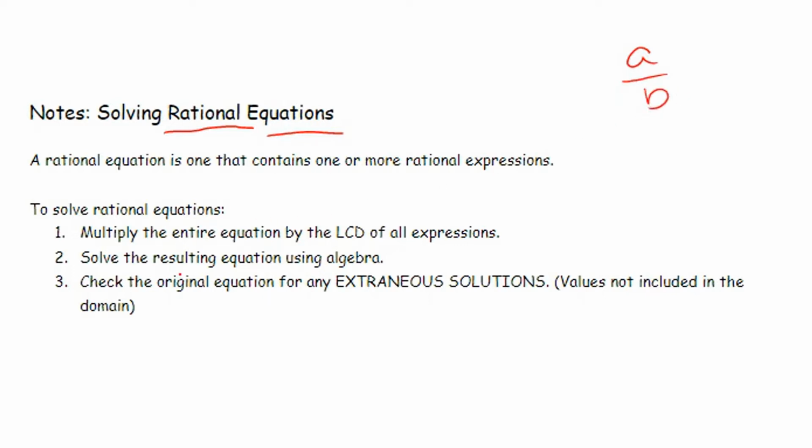All right, here is the procedure. To solve a rational equation, this is what you're going to do. You're going to multiply the entire equation by the lowest common denominator of all of the expressions. We'll talk about what that means in a minute. Secondly, you are going to solve the resulting equation using algebra. Hopefully, if you've done step number 1 correctly, there will be no more fractions.